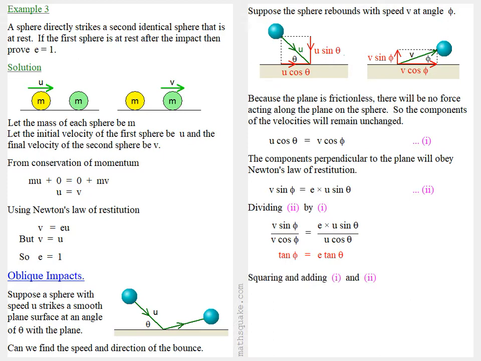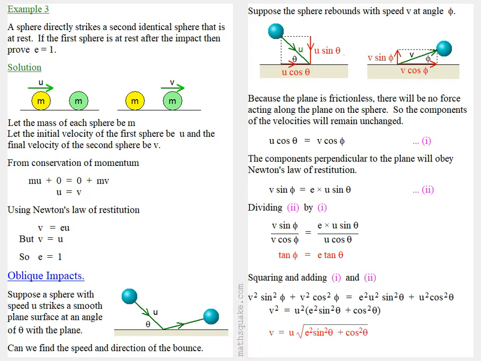Now, if we square and add equations 1 and 2, we get v squared sine squared phi plus v squared cos squared phi is equal to e squared u squared sine squared theta plus u squared cos squared theta. On the left-hand side, we have v squared as a common factor, and sine squared plus cos squared is equal to 1, so we're left with v squared. On the right-hand side, we have u squared into e squared sine squared theta plus cos squared theta. So if we take the square root of both sides, we get v equals u into the root of e squared sine squared theta plus cos squared theta, and that gives us v.